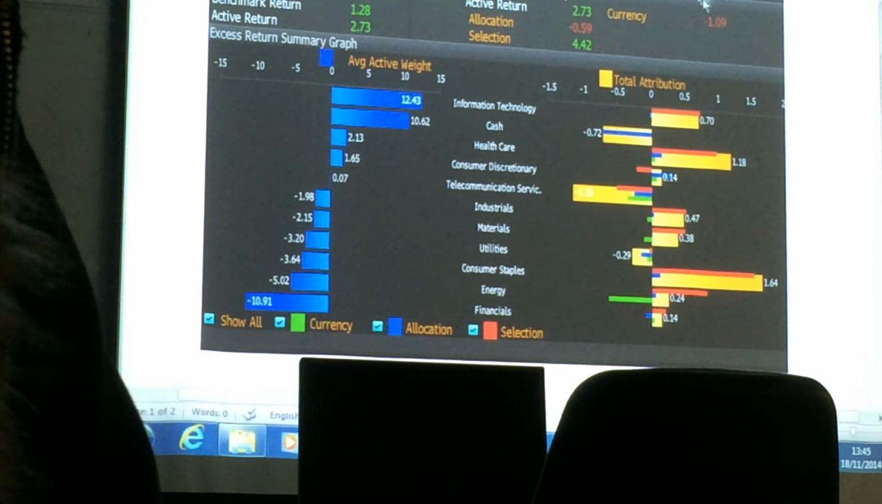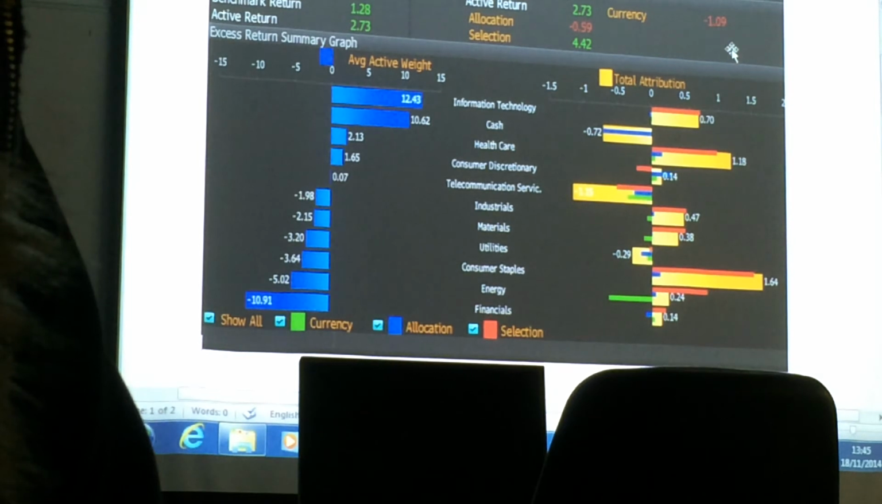Now this is something we didn't cover in the previous example, but if you're investing overseas, currency effects could be a main driver. And in this example, it has actually had quite a significant hindrance on the portfolio.